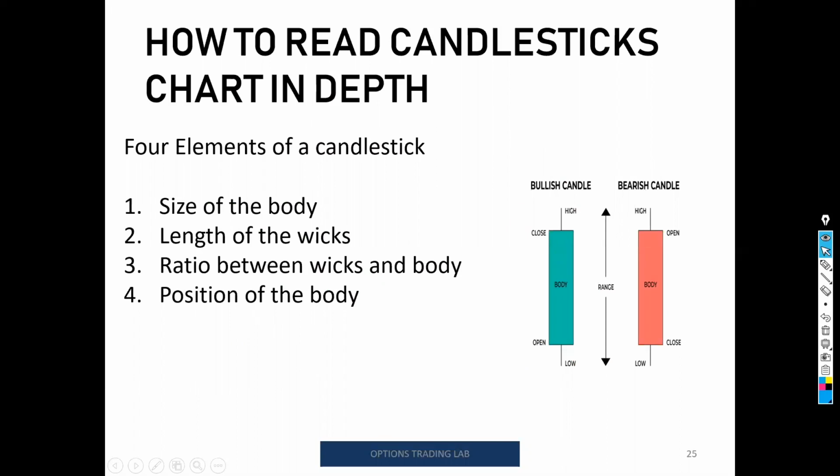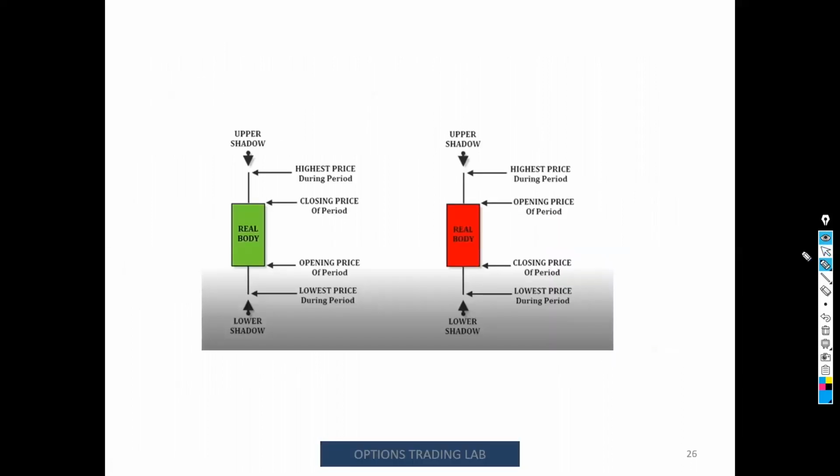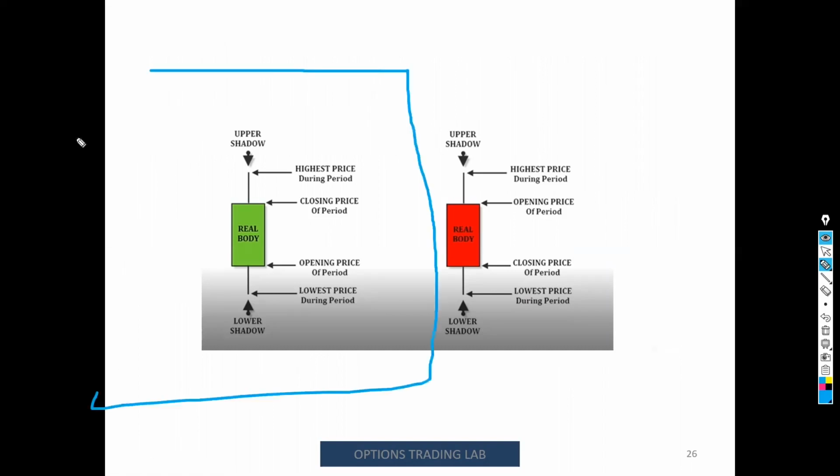How to read a candlestick chart in depth? Four elements of a candlestick. A candlestick has a body and a wick. Just consider this example of a bullish candlestick. This green candlestick shows the buyers. It is also called a bullish candlestick. See how this candle formed. At first, the candle opened here. Opening and closing of a candle is represented by its body.